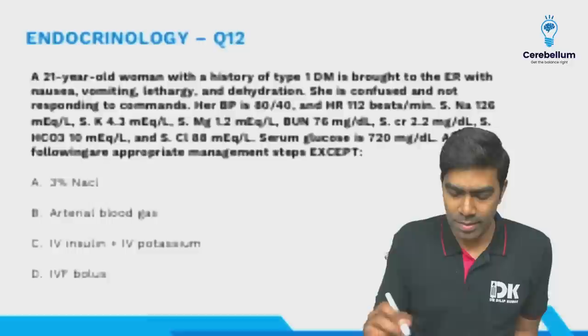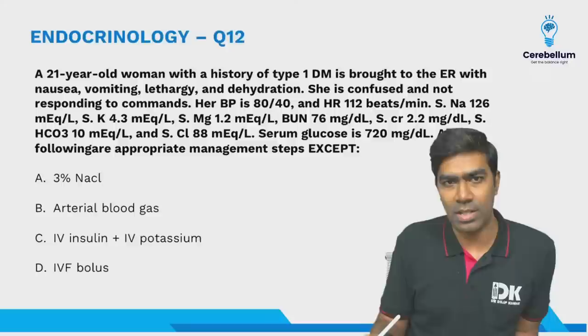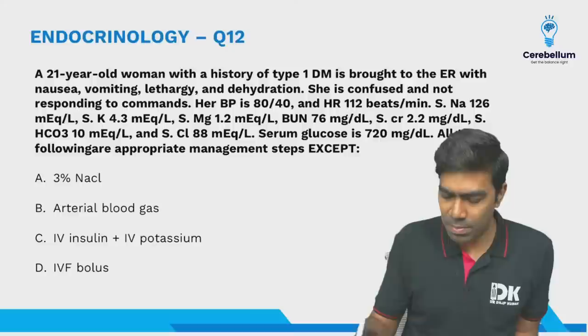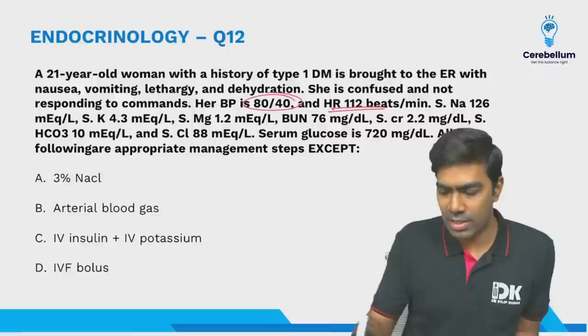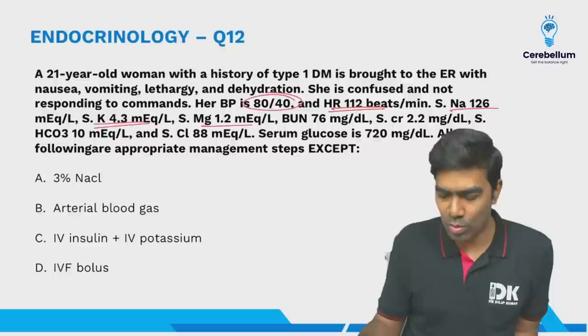Coming to question number 12, a 21-year-old woman with a history of type 1 diabetes is brought to the emergency department with nausea, vomiting, lethargy, and dehydration. She is confused and not responding to commands. Look at her BP. Her BP is 80/40. Heart rate is 112 beats per minute. Serum sodium is 126, and serum potassium is 4.3. Serum magnesium is 1.2, which is a little low.